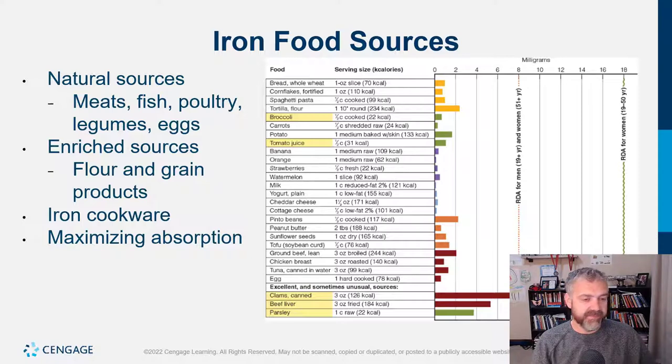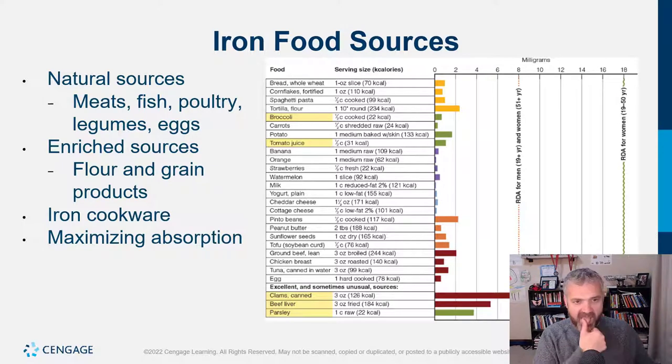We should probably talk about those words. We haven't yet, I don't believe. Enriched versus fortified. When a food's been enriched, you're basically putting nutrients back that were lost during processing. When a food's being fortified, you're adding nutrients that weren't there to begin with, at least not in those levels.